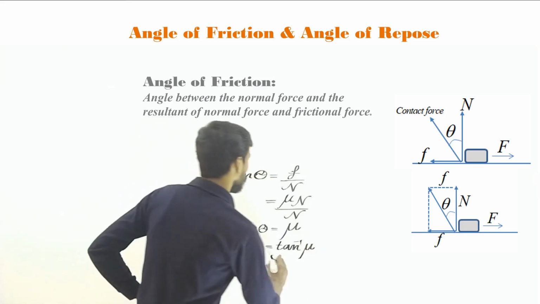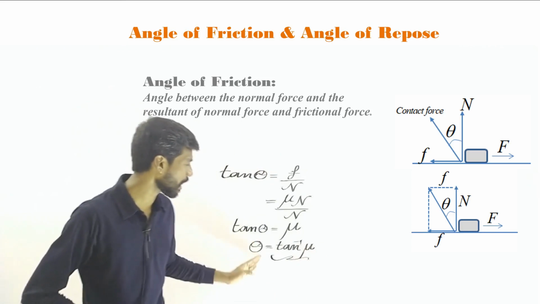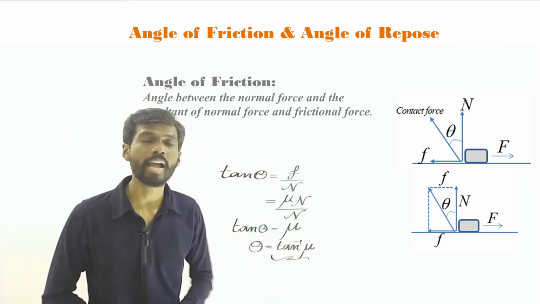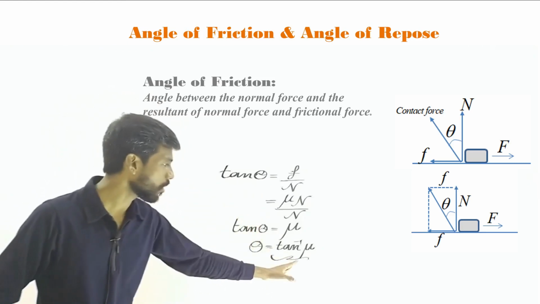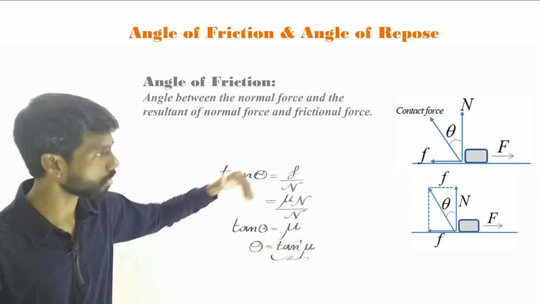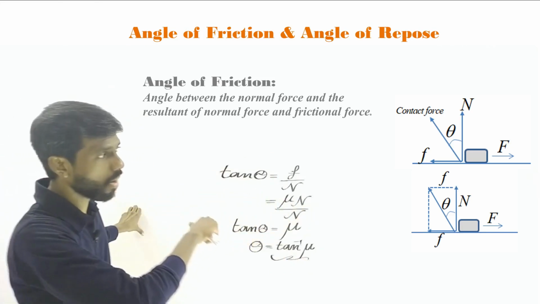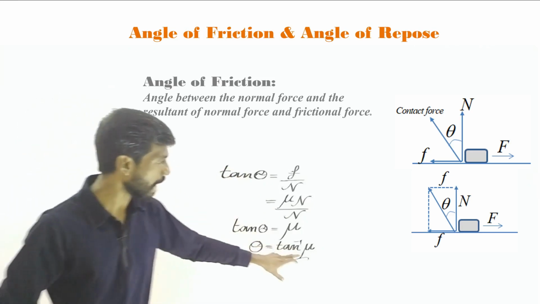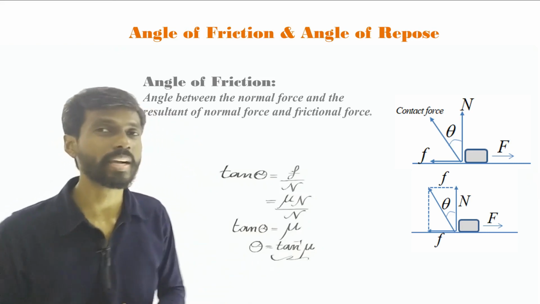So if you know mu, the coefficient of friction, then the angle of friction can be directly written as tan inverse of that. That is called the angle of friction. Now if the friction is more, the value of mu is more, so the angle will increase. If friction is more, this force is more, and this angle will increase. That means the more the value of theta, the more the coefficient of friction. So that is the formula for angle of friction.